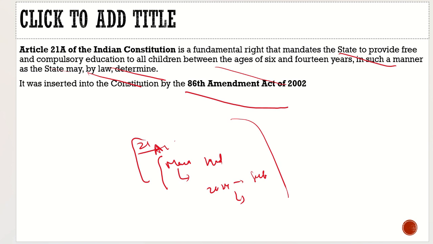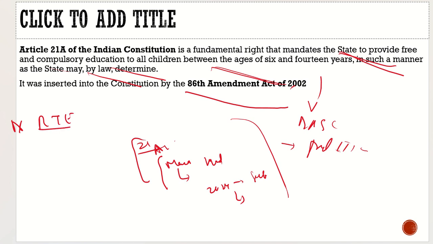And what does Article 21A say? That it is a fundamental right. It mandates that the state shall provide free and compulsory education to all children between the ages of 6 and 14 years. Earlier it used to be in the part of DPSPs, but in 2002 it was given the scope of a fundamental right, and it was brought into Part 3 of the Indian Constitution. So as we can see here, it is mentioned, in such a manner as the state may by law determine, and it was determined by what law? The Right to Education law. In it there were certain provisions which were to be followed.